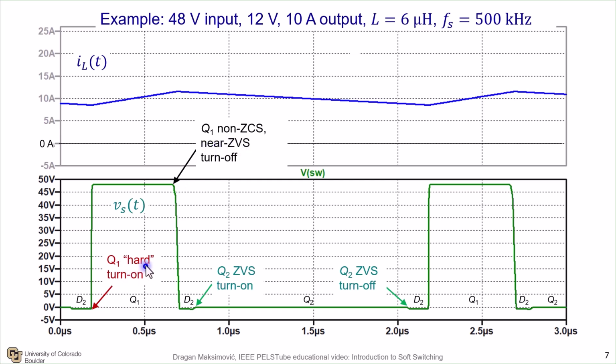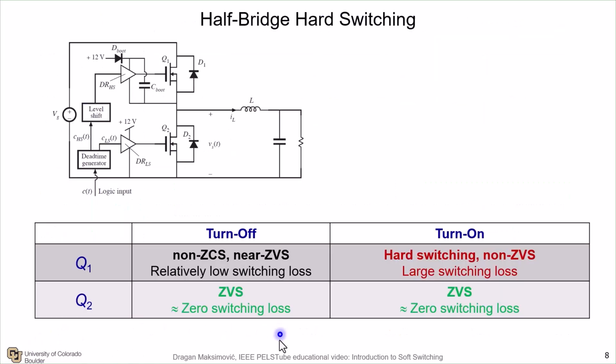And the main hard transition is really the Q1 turn on at non-zero voltage, accompanied with the reverse recovery of the body diode of the synchronous rectifier switch. So here's a summary of what we have in terms of hard switching for a half-bridge configuration. We're looking at this in the context of a synchronous buck converter, but the exact same conclusions follow for half-bridge used in any number of converter structures. This is a very, very common configuration.